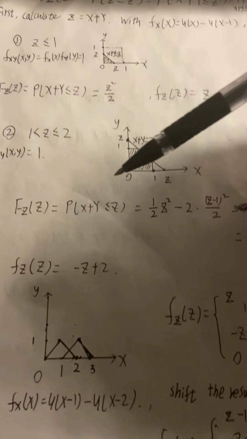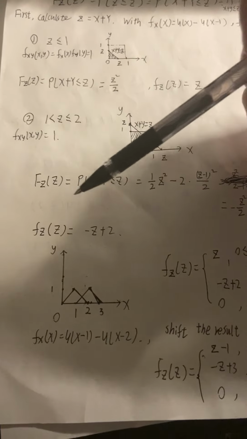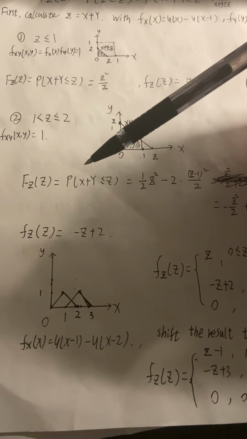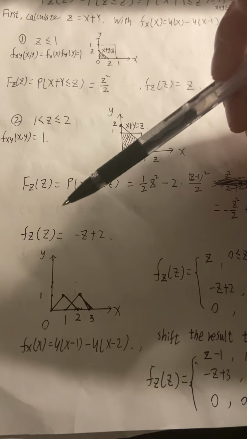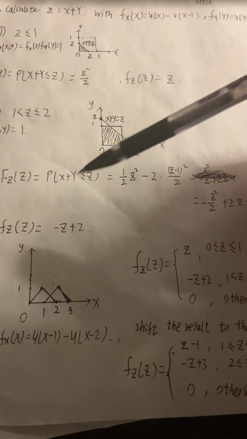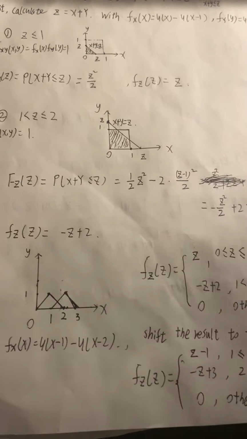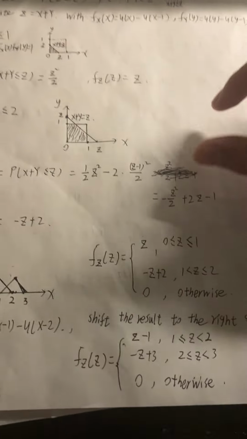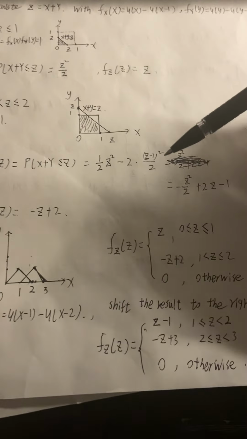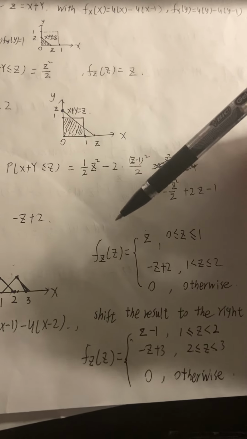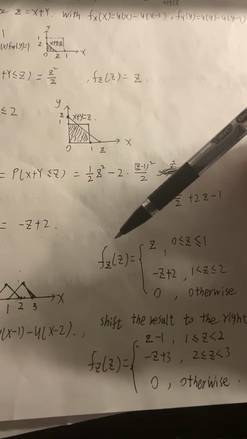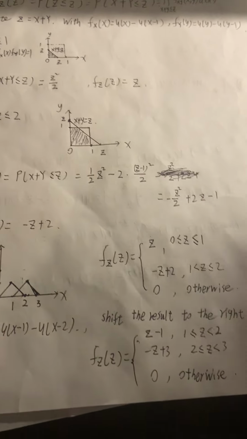For the density function, we can take the derivative with respect to z. So the result will be minus z plus 2. So now we have our density function of Z.